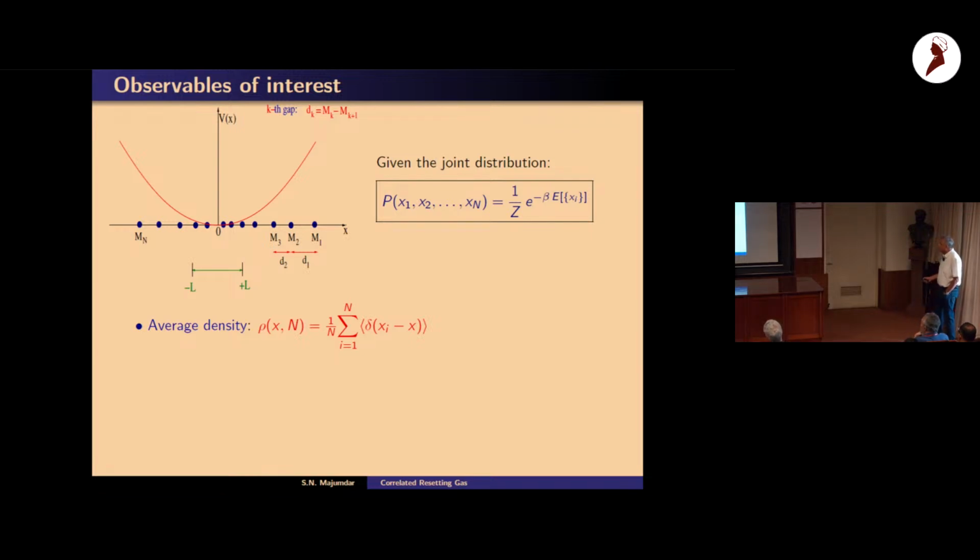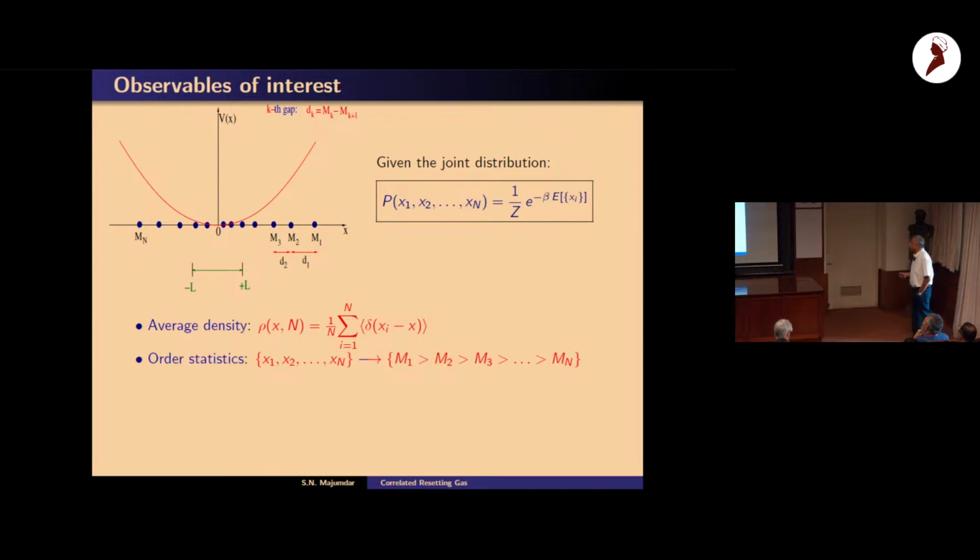This is a non-translational invariant system because of the external confining potential, so the density is not going to be a uniform, flat density. In general, it will have some structure. So this is a macroscopic observable, if you like, the average density.